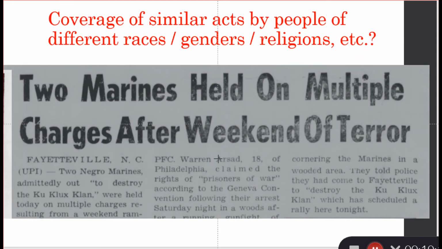One thing I find particularly interesting is the coverage of similar acts by people of different races, genders, religions, etc. Unfortunately, I couldn't get it all on one slide, but I was particularly interested in two stories that appeared next to each other in many newspapers in the United States. So one is: two Marines held on multiple charges after a weekend of terror. Right, and the terror that they were inflicting was they were admittedly out to destroy the KKK.